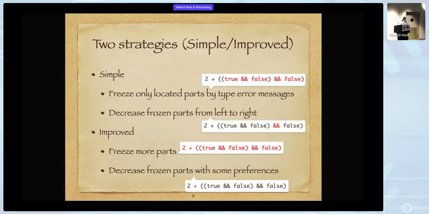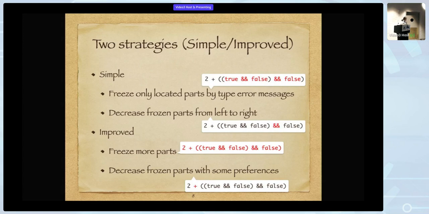When we use type inference, there is a bias from left to right, but that's not good for treating each expression fairly. So we will freeze all expressions in that function application. And in the simple strategy of the decreasing phase, we just unfreeze each part from left to right. But each expression should have some preferences. So in the improved strategy, we decrease the frozen parts with some preference using some heuristics.